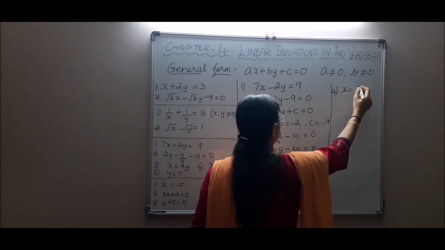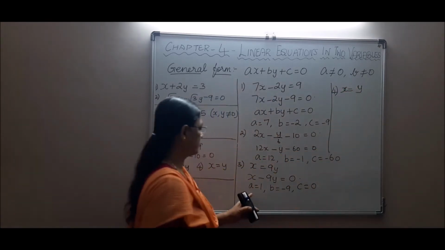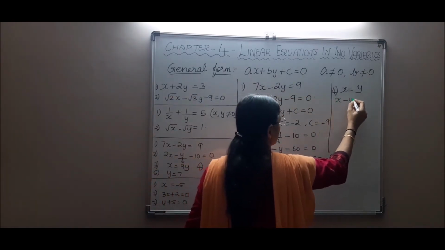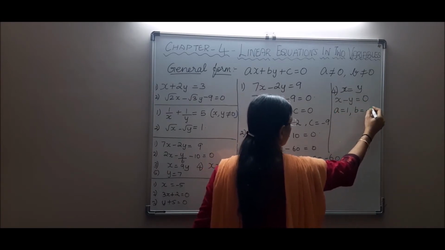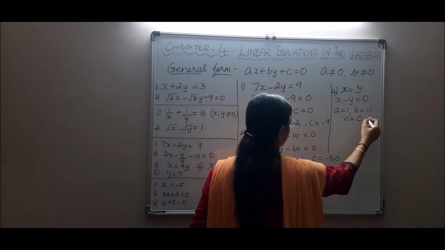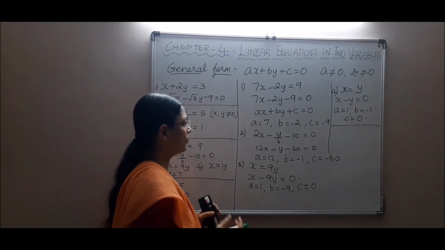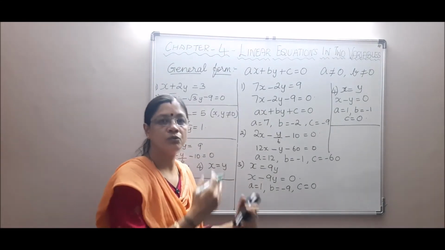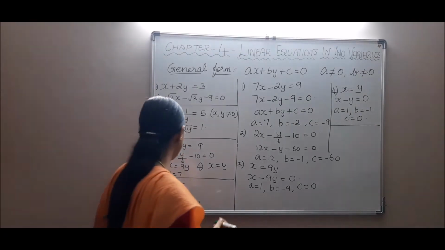Now the fourth one is x is equal to y. So it is a similar problem to the third one. You bring y to this side: x minus y is equal to 0 and when we compare we have a is equal to 1, b is equal to minus 1 and c is equal to 0. Do you understand? So that is how we bring any given equation to the standard form, compare and get the values for a, b and c.